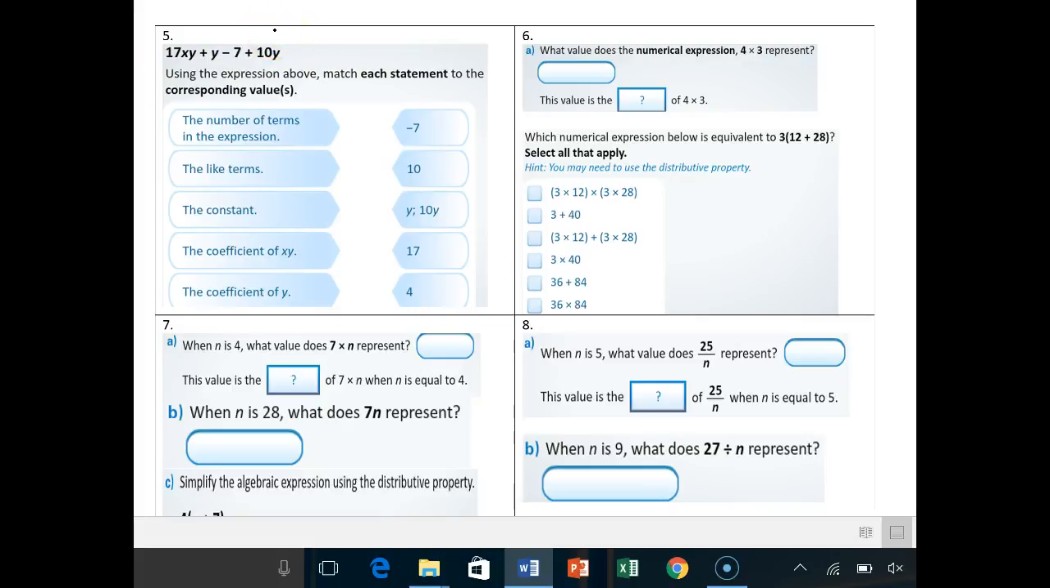So the number of terms. Well, let's count the number of terms. Remember, terms are just separated by plus and minus signs. So that's one term, two terms, three terms, four terms. There are 4 terms, all right? So that's why this gets connected all the way down.